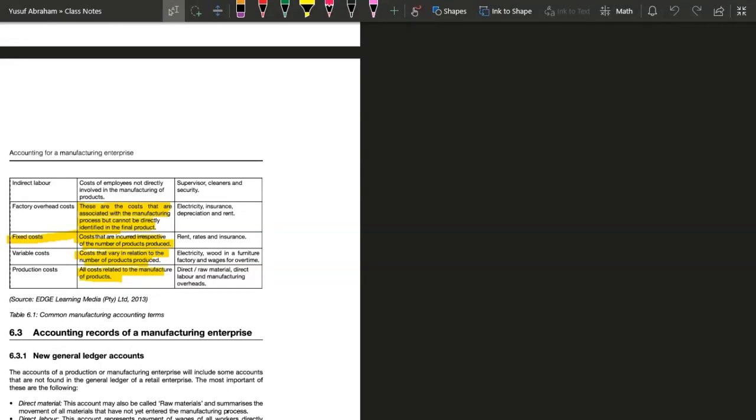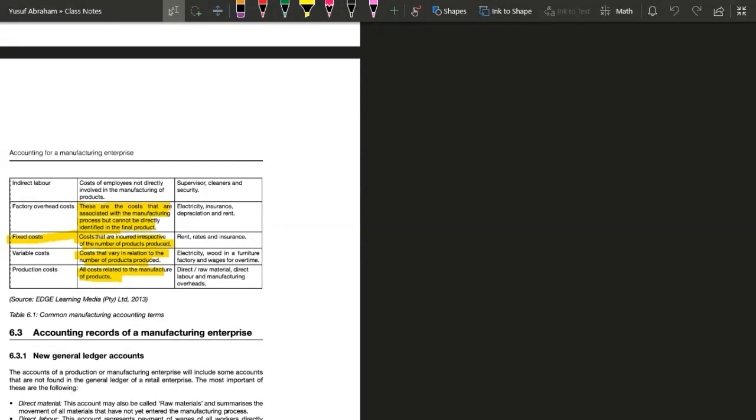Fixed cost. You remember your fixed cost, obviously: irrespective of the number of products being produced, it is a constant, right? It is fixed. That's the meaning of it, fixed. That will be your rent, your rates, your insurance, right? Variable costs vary in relation to the number of products produced. That will be electricity, wood. It's variable, right? You pay more electricity if you manufacture more. If you manufacture more, you will need more direct material or direct labor. That does make sense, right?